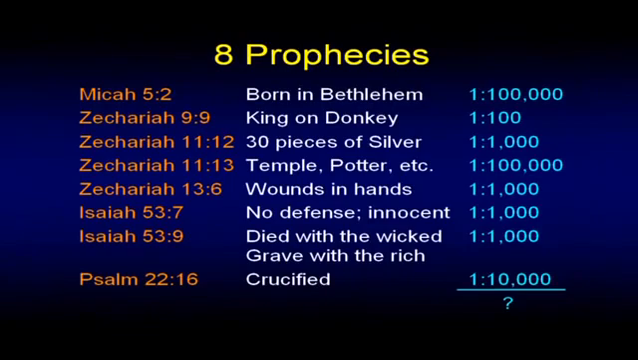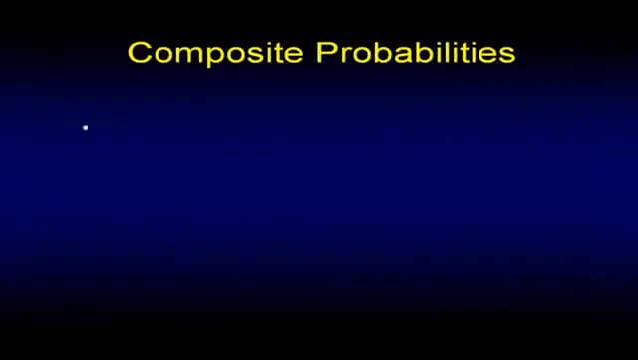Now, the next thing we're facing here requires a little tutoring. I'm interested in the combination. What's the chance of a particular person fulfilling all of these? We have the probability of each individual one. What's the composite probability of all of them? Well, how do we go about that? Let me give you a little tutoring here.